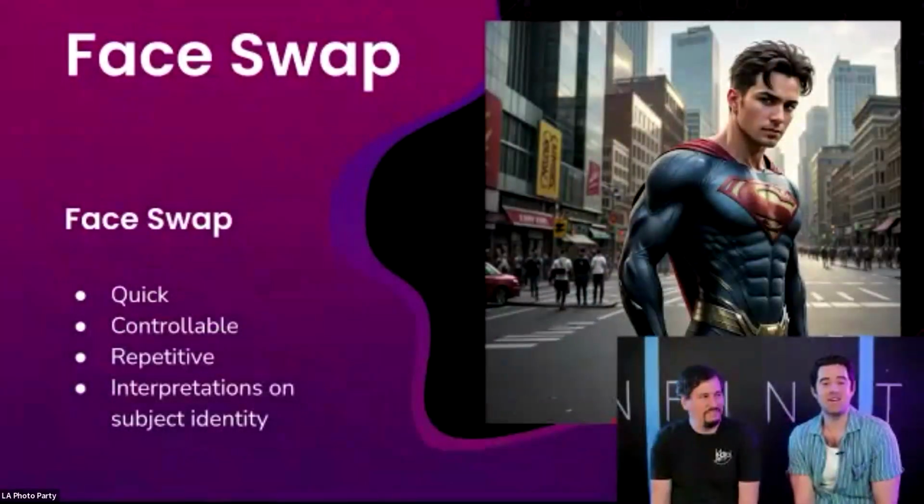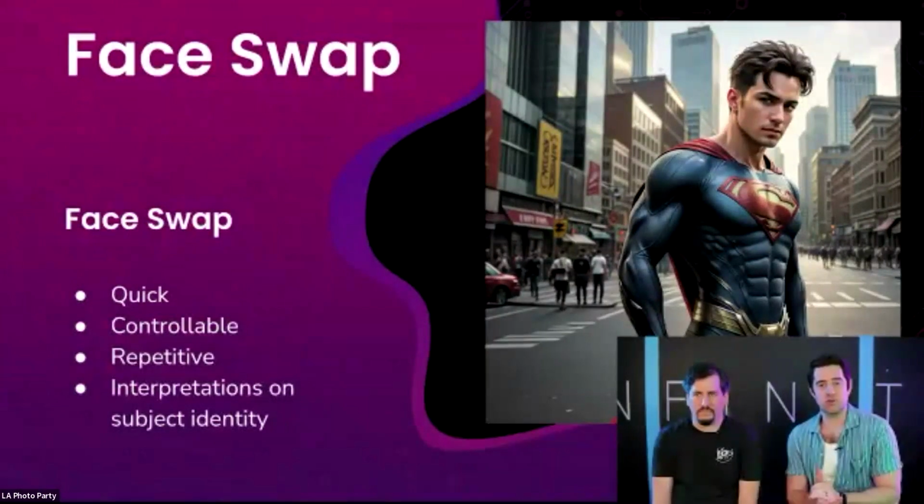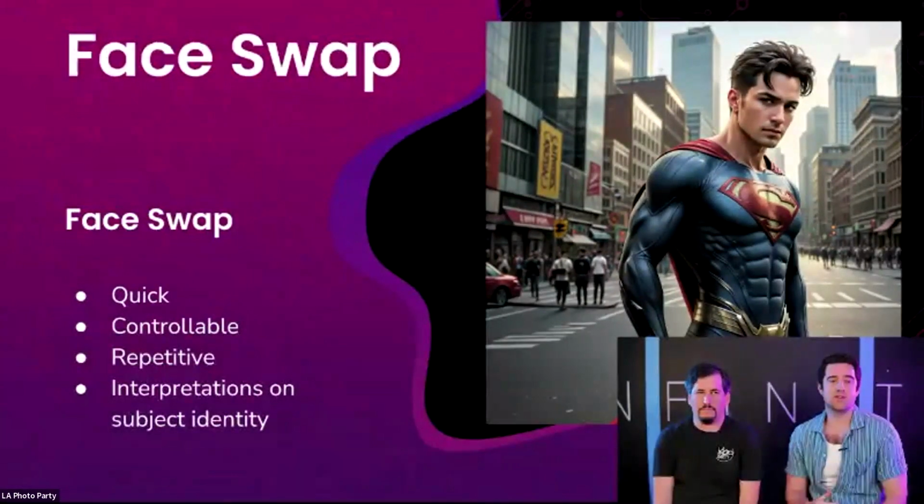Anyway, so face swap. So that's kind of like your first rung of the ladder into AI in the photo booth industry. So what's important about this, the pros of it is it's quick, it's controllable, right? We can do it. It's going to look good. But the cons are it's repetitive, and the interpretations on identity or diversity is a little rough.